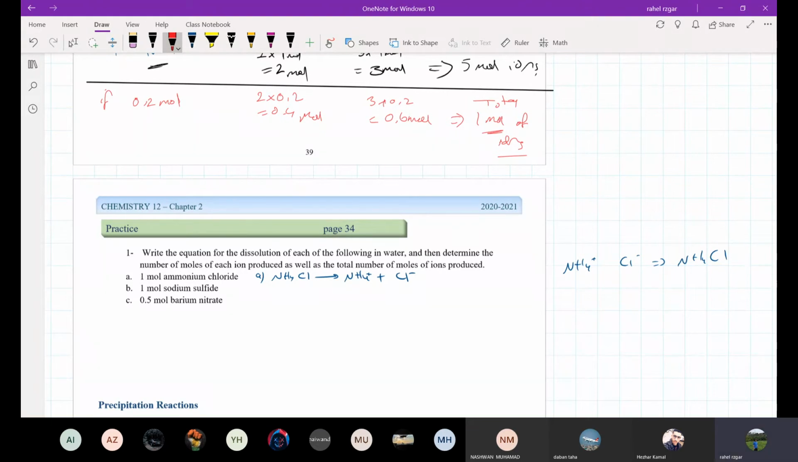What is the mole of NH4Cl? It says if it's 1 mole, then what would be the mole of NH4? It has one coefficient. This one also has one coefficient. So it becomes 1 mole. This one is also 1 mole. So in total, 2 moles of ions.